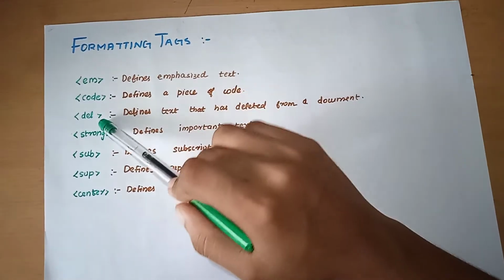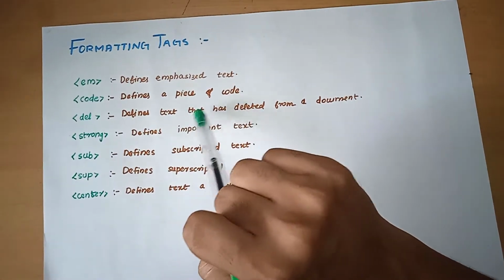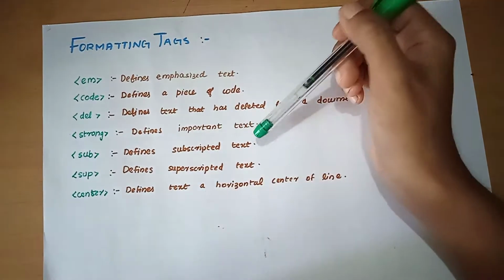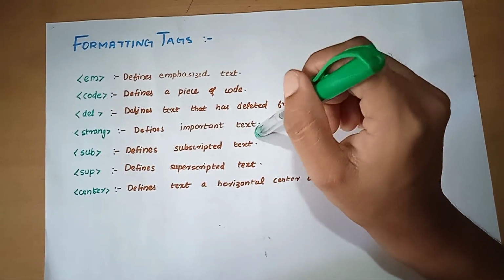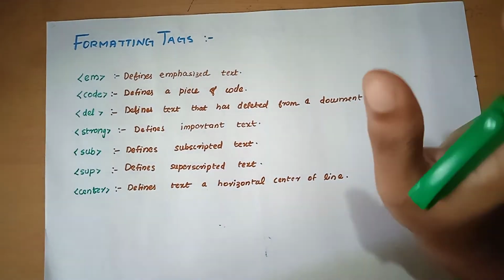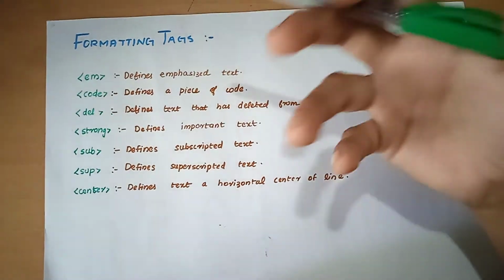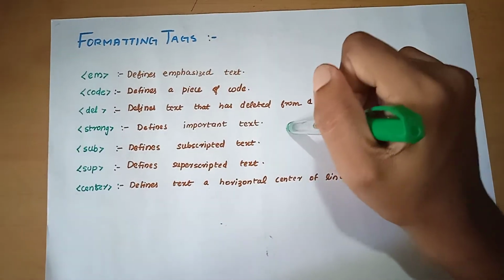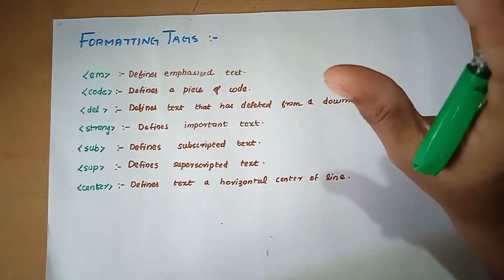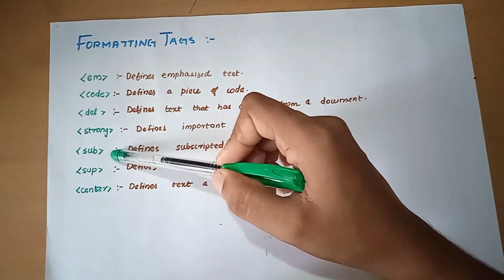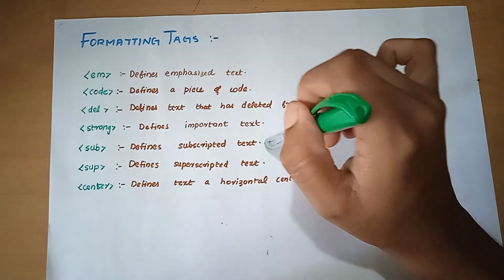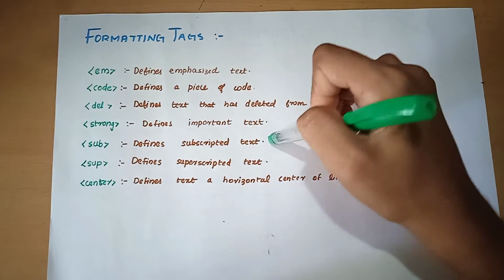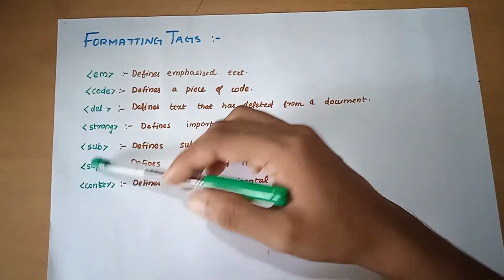Then the next one is delete tag. This defines the text that has been deleted from our document. Then strong defines the important text. If something is to be mentioned or looked at seriously, we can show it in the strong tag and it will be displayed with that importance. Then sub tag means subscript text. If you want to write something in the subscript format, we can use this tag. Then for superscript, we have the sup tag.